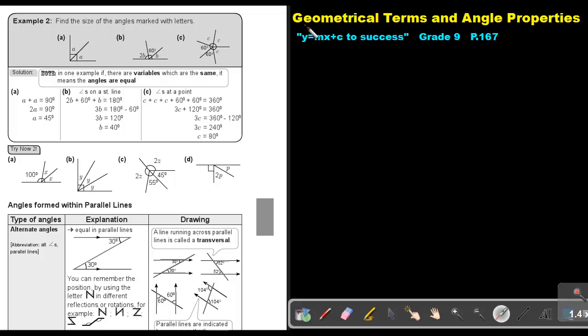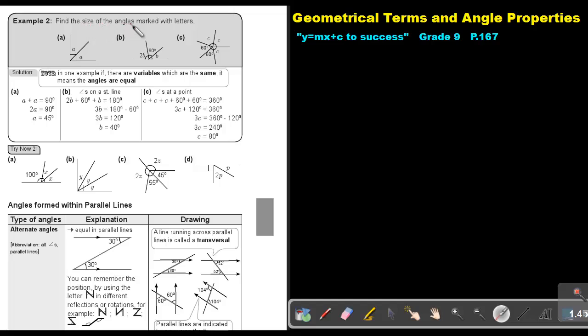Part 2. We are going to continue with geometrical terms and angle properties. You will find this on page 167 in the Namibia Mathematics Grade 9 textbook. Let's look at another example.